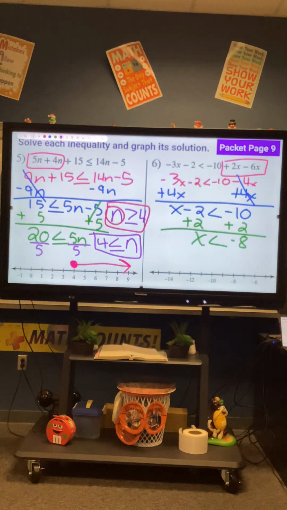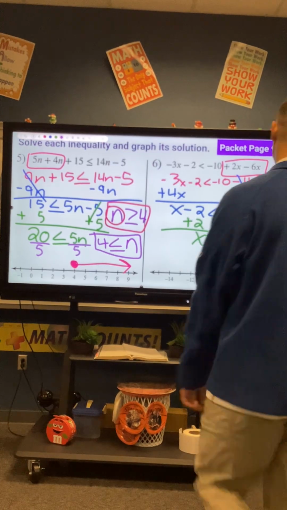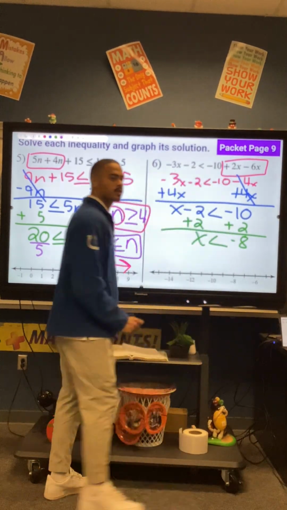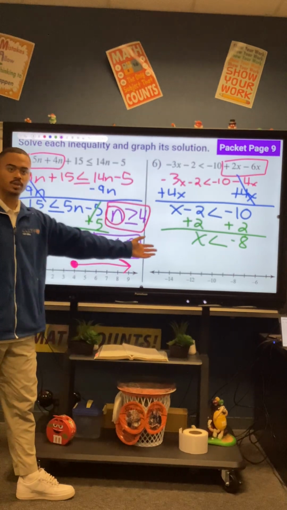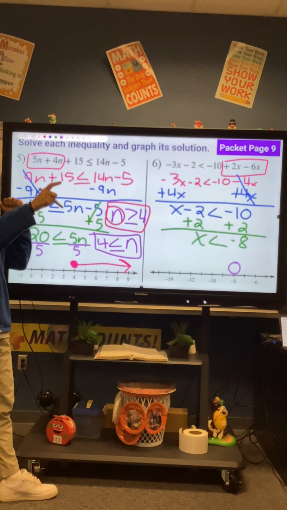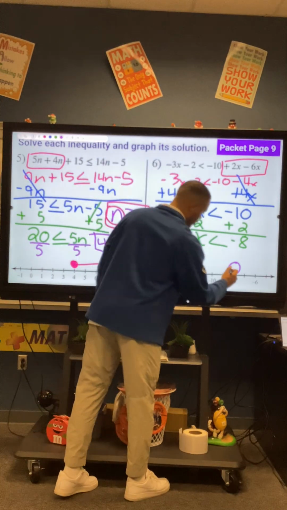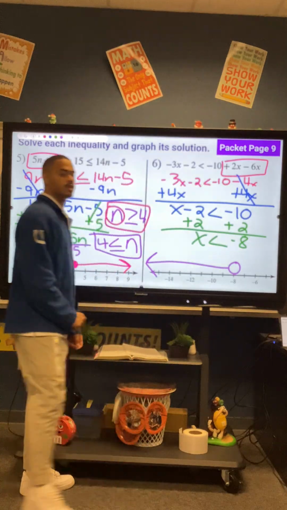Okay, Miss Pittman. Hey. So when I graph my inequality, right, so I put on the -8. Is my circle open or closed? Is it open or closed? Okay. Is my line going to my left or my right? You sure about that? Is the mouth eating the, there you go.